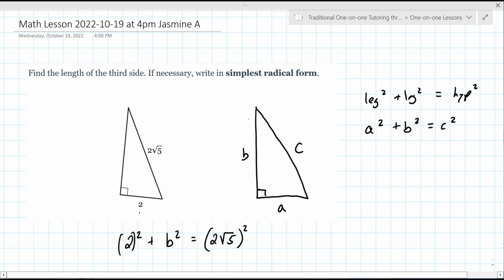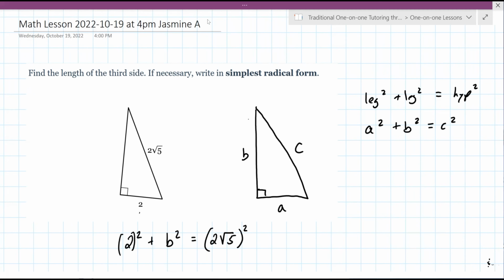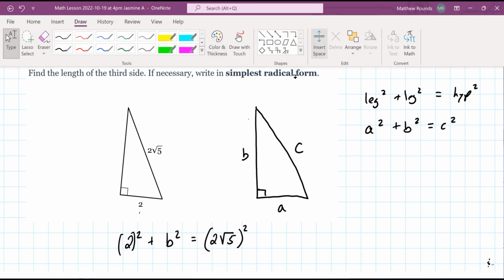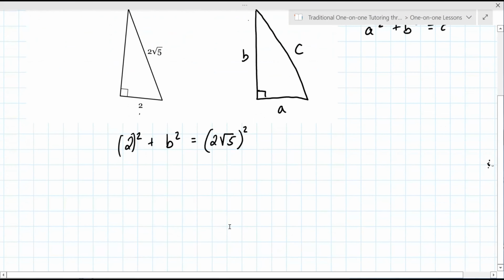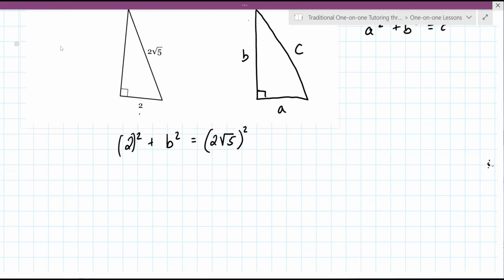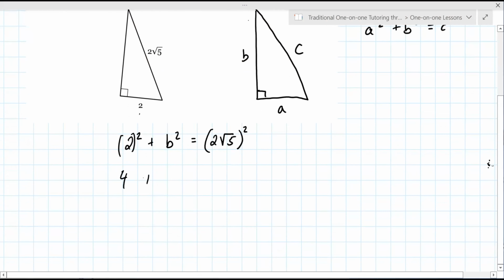Okay. So now we're gonna simplify each of these parts here. I'm trying to get a little more room here. Let me scroll down just a moment here. Let's go. All right, so 2 squared is 4.